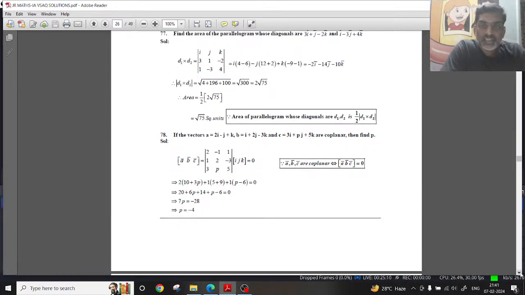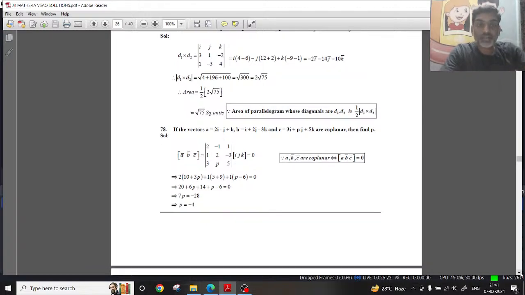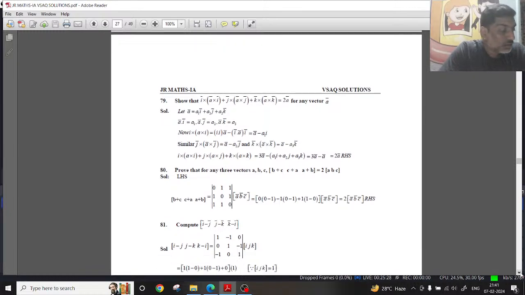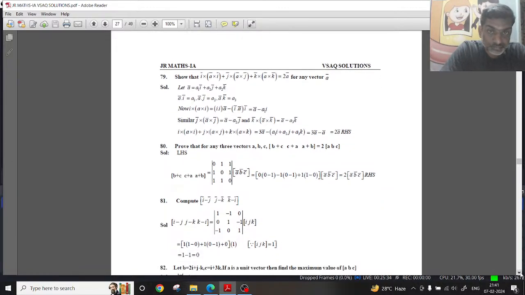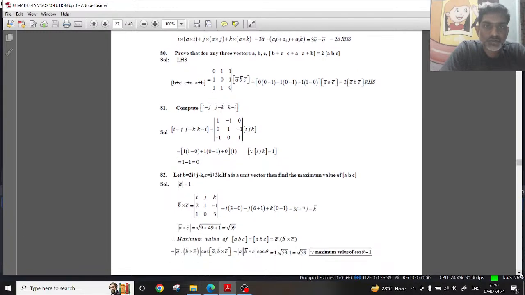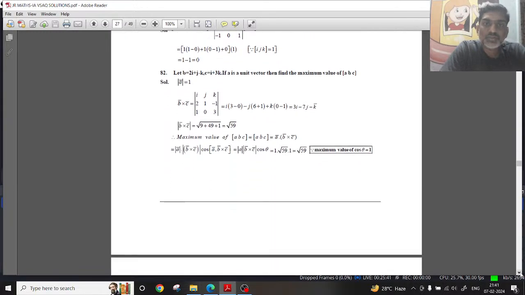And here given three vectors are coplanar. When three vectors are coplanar, then their box is 0. Okay, box ABC equal to 0 if ABC are coplanar. This model is important. The questions which are related to box ABC are important. Next, 79. Yeah, direct simplification. Question number 80 also related to box question. Question number 81 also related to box. Question number 82 also related to box.